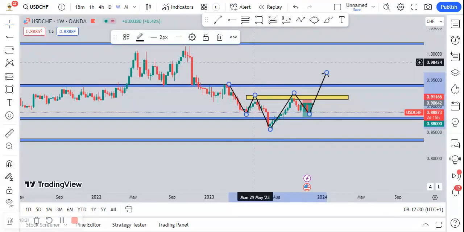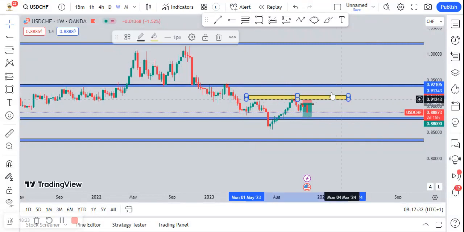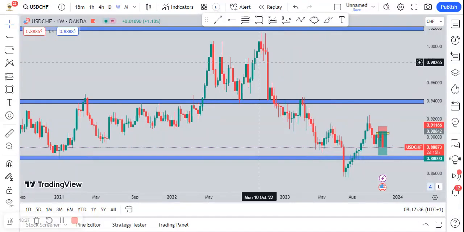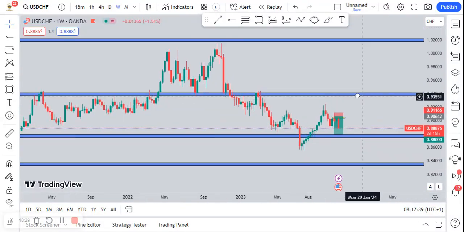So currently, the only pattern that is valid on the weekly time frame is just a minor double top from here.